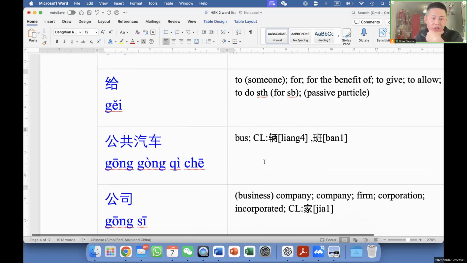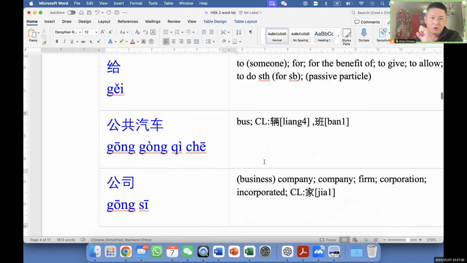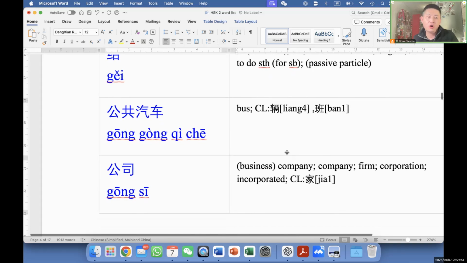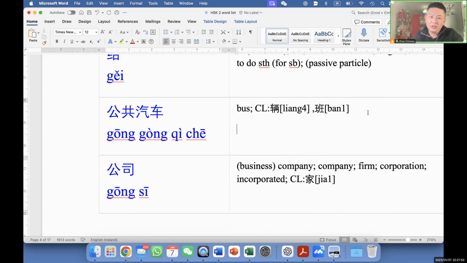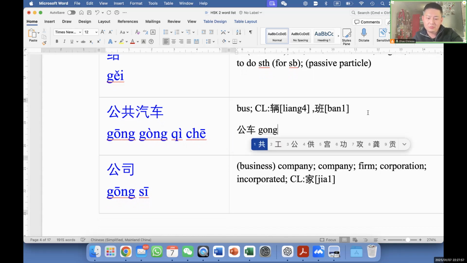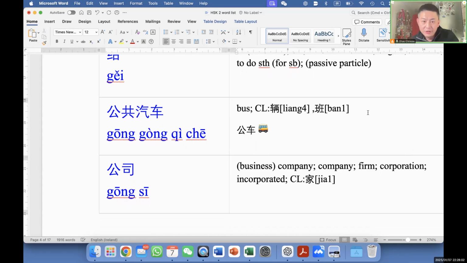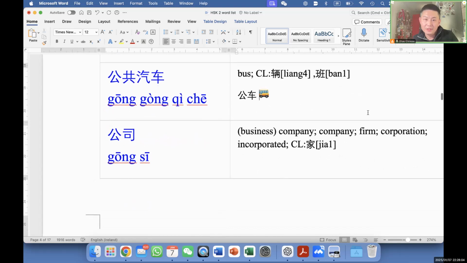Remember that. 公共汽车, 4 characters. 汽车, vehicle. 汽 is steam, so steam vehicle. Usually vehicle is an old way of calling vehicles. And 公共, public. So public vehicle is a bus. Or usually we make it simpler, which is 公车. So see? 公车. I like that little picture. It is easier to use, of course.